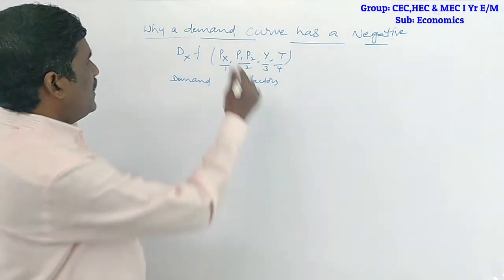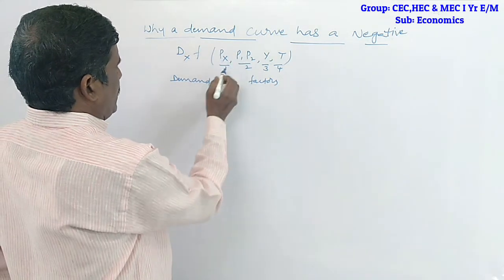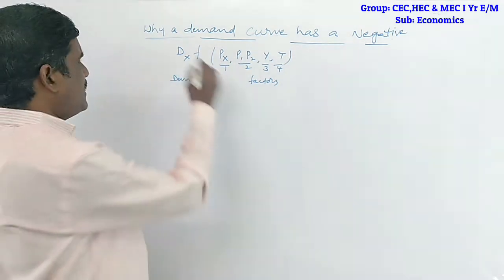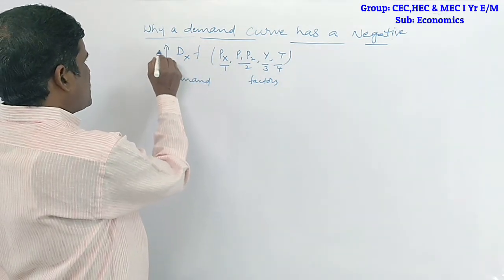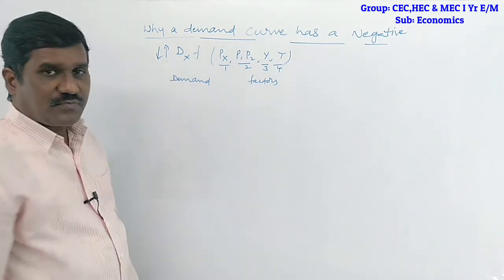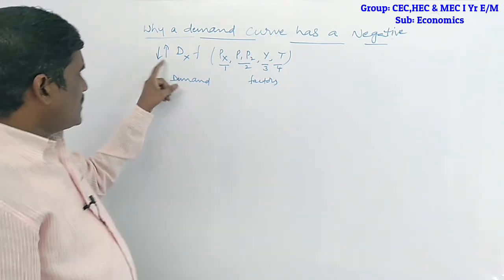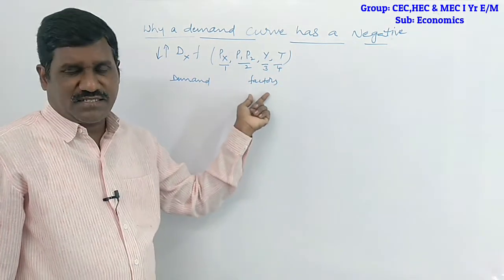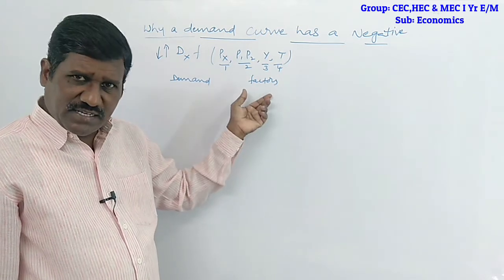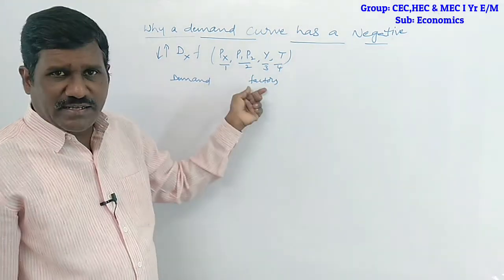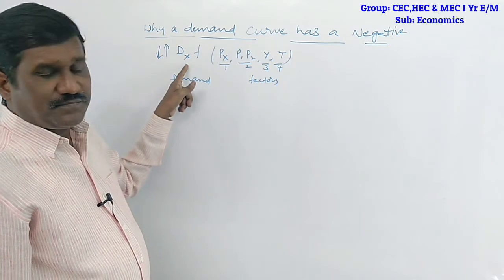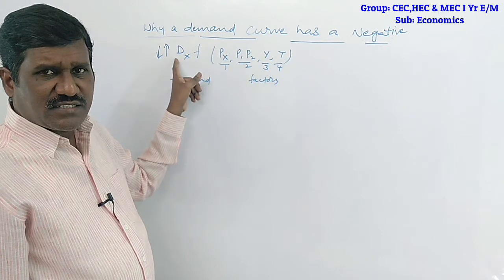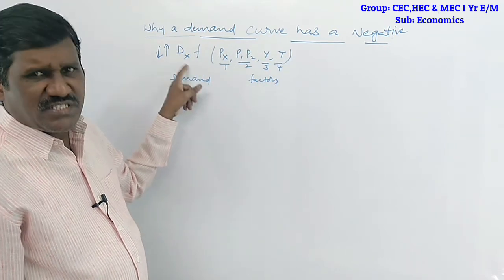Let me analyze. If there is any change in Px, there is a change in D. Maybe demand increases, maybe demand decreases. Increase or decrease is called change. The change of demand totally depends upon the factors. If there is any change in any factor, there should be a change in demand. So if Px changes, D means demand, X means X good, for example.